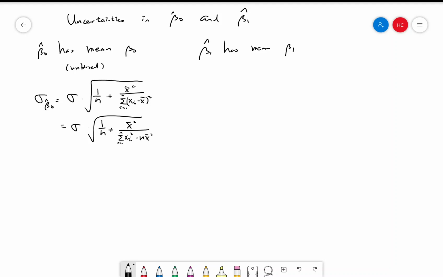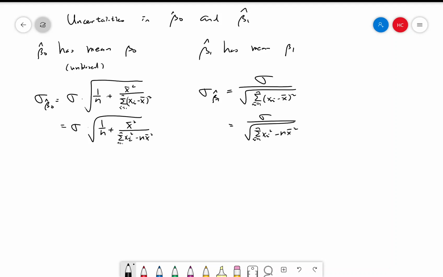So that's the standard deviation for beta 0 hat, and the standard deviation of beta 1 hat is equal to sigma over the square root of the sum of xi minus x bar squared, which is equal to sigma over the square root of the sum of xi squared minus n x bar squared.